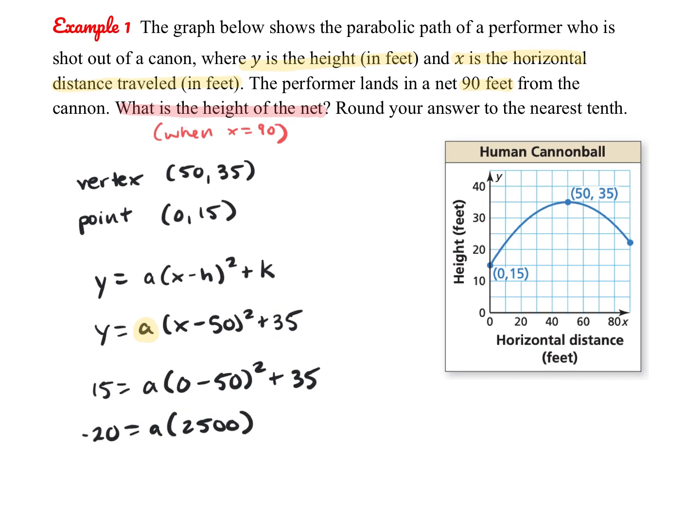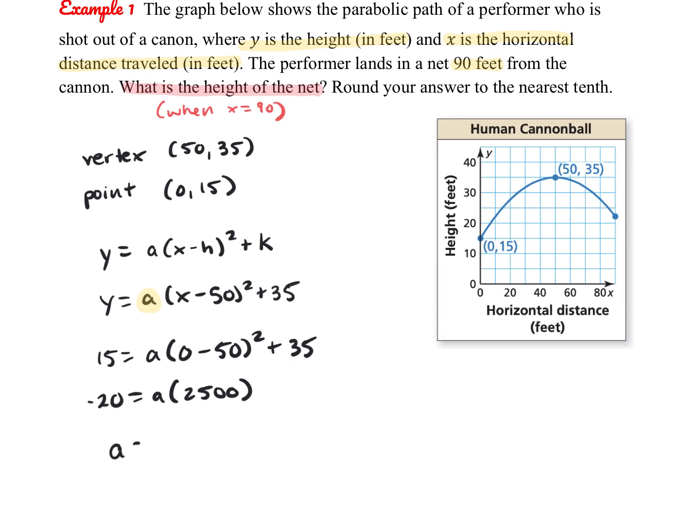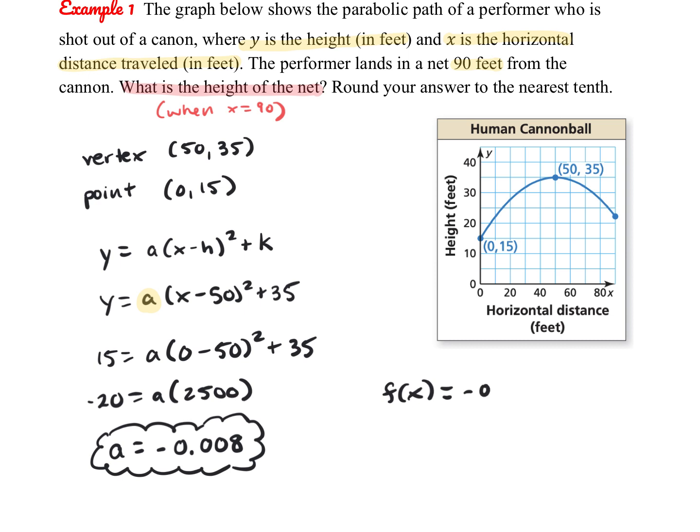2,500. And then we can use our calculator to help us get a decimal approximation for this. We get A equals negative 0.008. So that's our A value. So now we have everything we need to make our model. So let's say f of x equals negative 0.008 times x minus 50 squared plus 35.